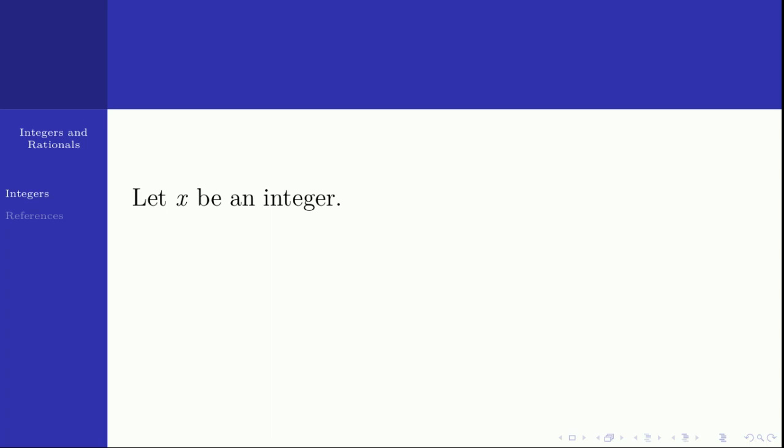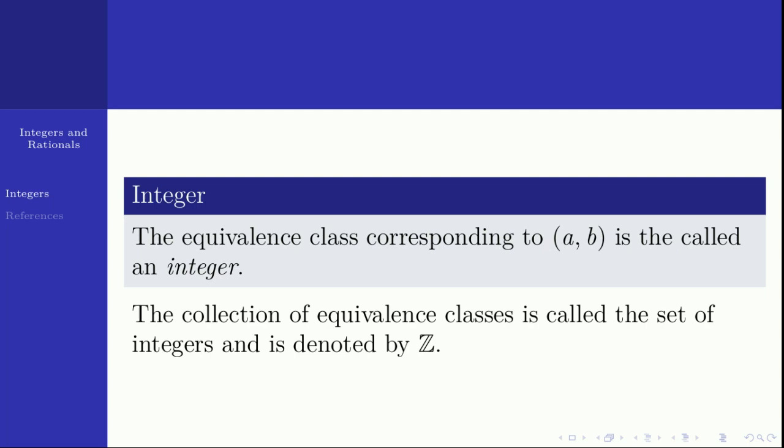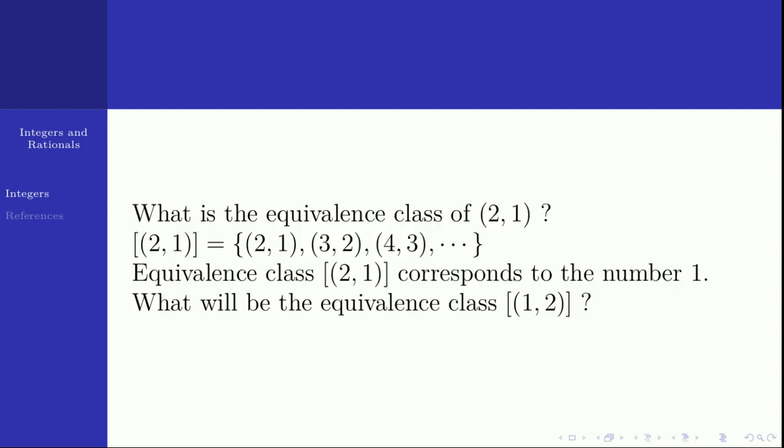Let x be an integer. Then x is equal to the equivalence class of (A, B) for some ordered pair (A, B). Then what we are going to define now is the negation of x. The negation of x, denoted by minus x, is the equivalence class of (B, A). So coming back to our previous question, the equivalence class of (2, 1) corresponds to the number 1, then the equivalence class of (1, 2) corresponds to the number minus 1.